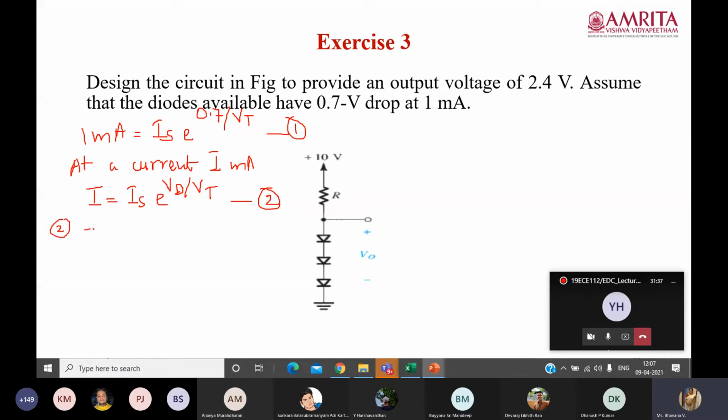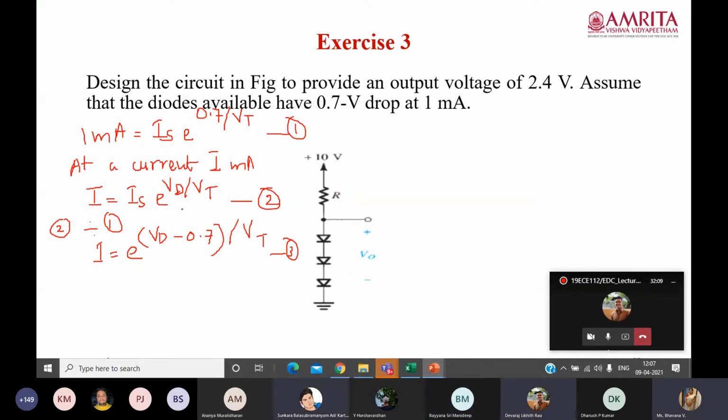Now if I am dividing 2 by 1, what will I get? I value. IS cancels. Now it will be in terms of Vd: e power (Vd minus 0.7) by Vt. Got it till this? Yes or no? Yes, ma'am.